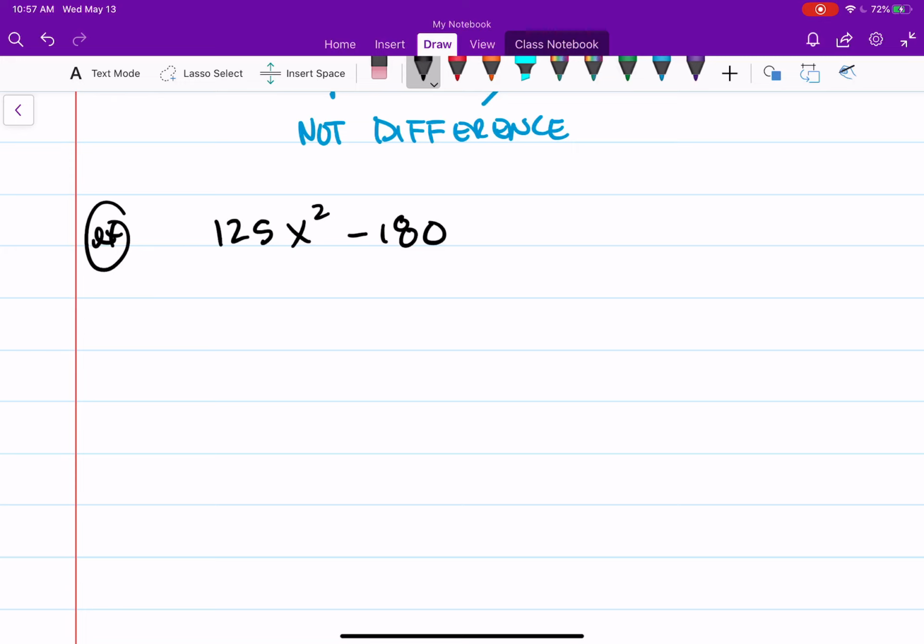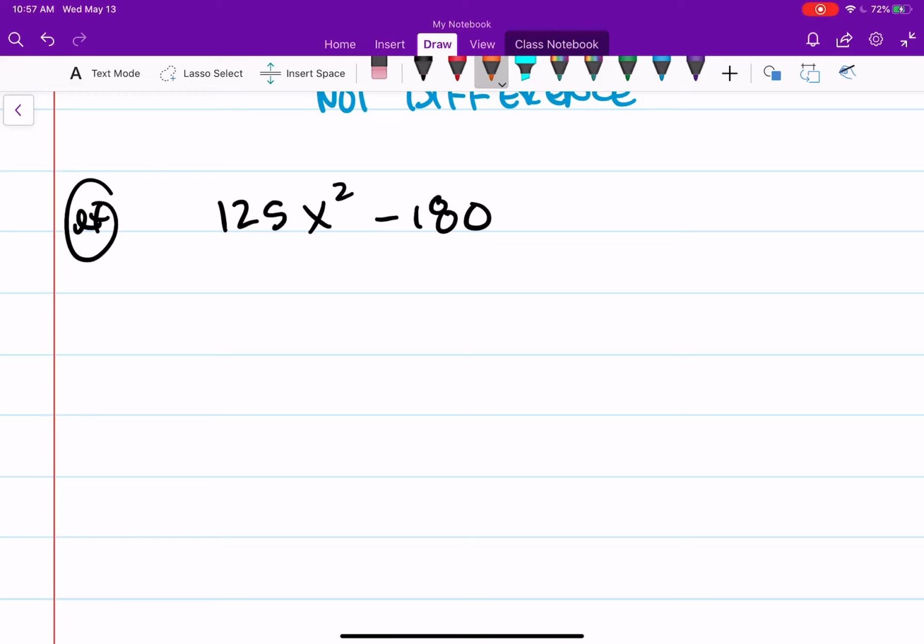All right. So let's break it down. 125 breaks down to 5 times 5 times 5. Okay? 180 is tough. 180 is what? 9 times 20. So there will be a 3 times 3, that's 9. 20 would be 2 times 2 times 5. So try that on your calculator.